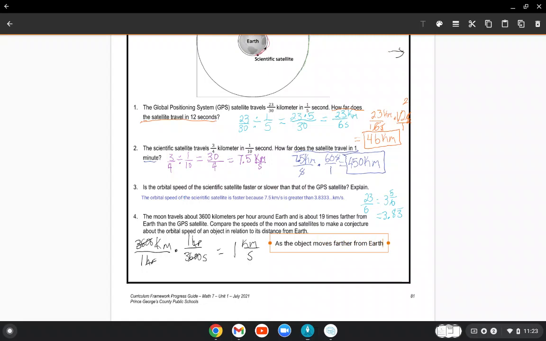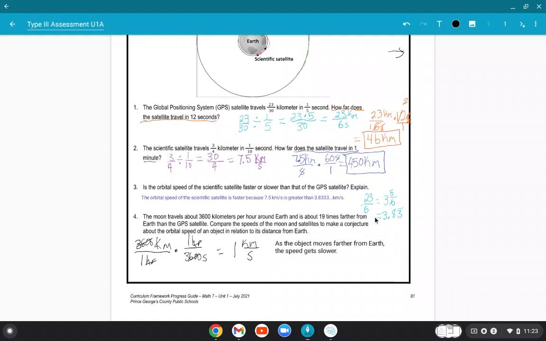It's a proper noun. Okay? That's it. That's all that is. That's all you need to do for that.